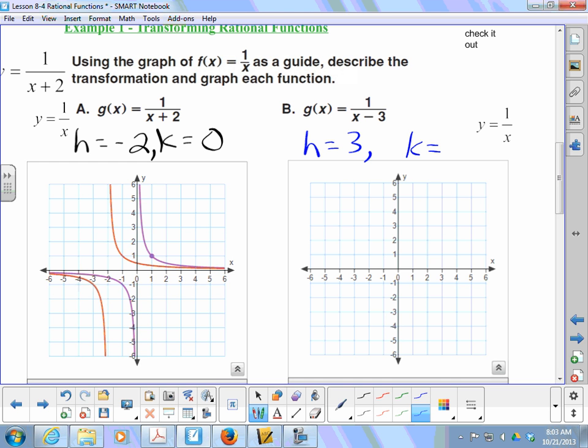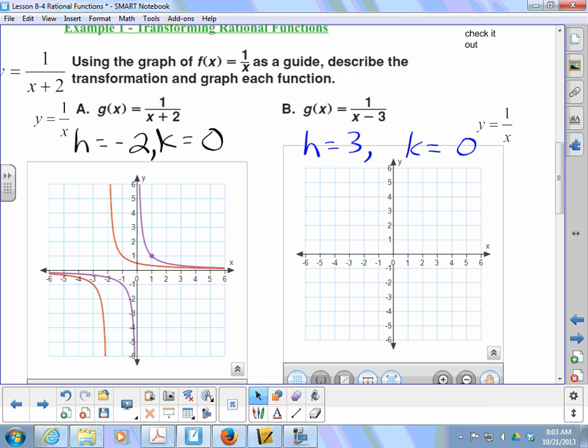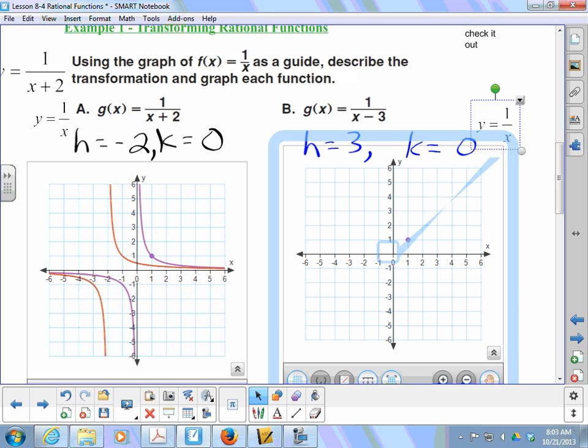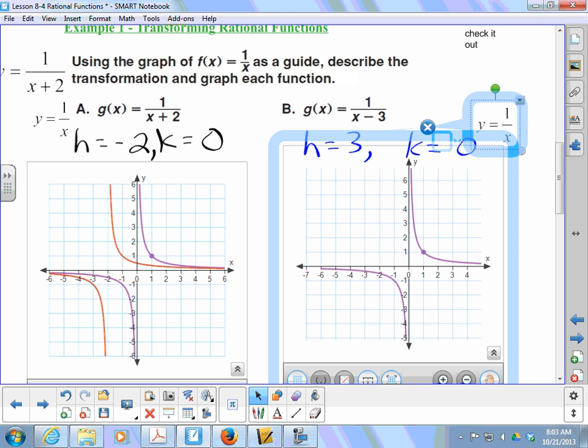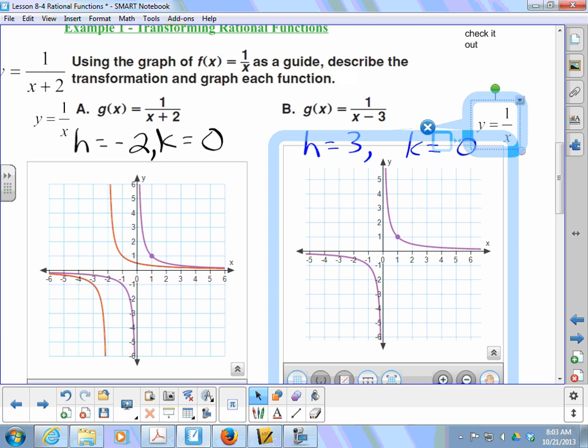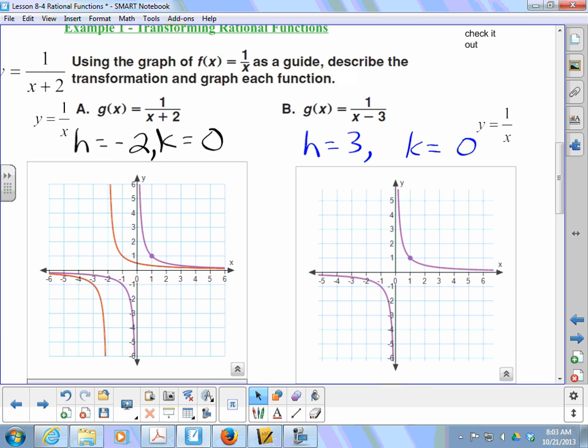All right, Brooke, what's the value of k then? 0. So once again, this is just going to be a shift 3 units to the right. So if I draw in my graph, here's our parent function. We're going to move our graph 3 units to the right.